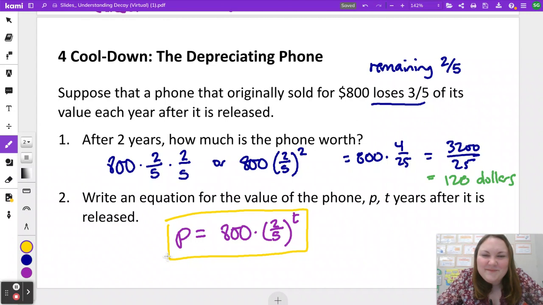This is just going to be an equation representing exponential decay. I know that value would be decreasing because this number here, my decay factor, is less than 1.